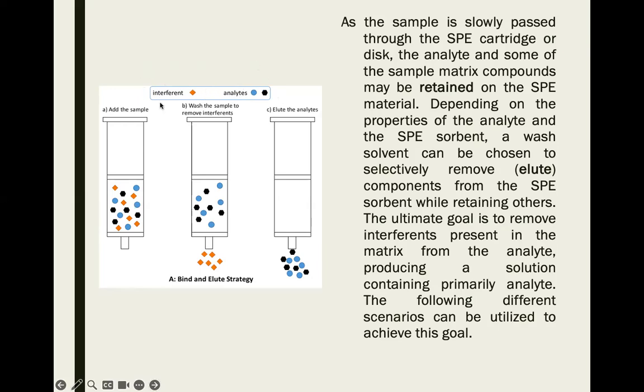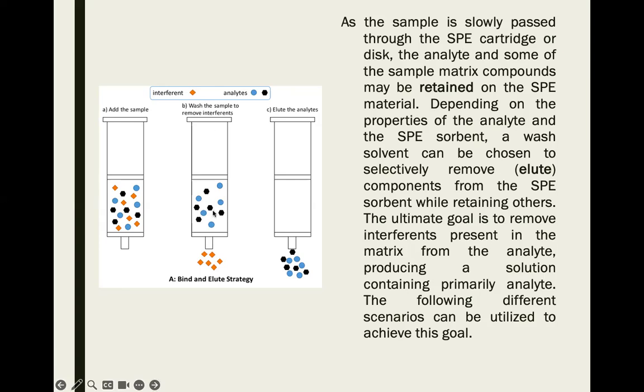So how do you do that? After some preparation of the samples into soluble form, you add the sample into the cartridge. This is where the solid sorbent, the solid adsorbent, is. As the sample is slowly passed, the analyte and some of the sample matrix compounds may be retained. It depends on what kind of solvent system. Still, you have to use solvent to elute, but in this case you can at least minimize the usage of solvent.